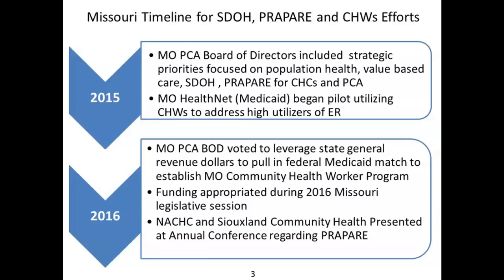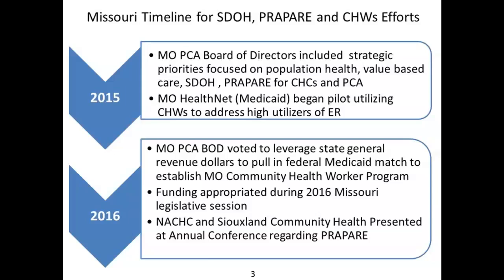In 2015, our state Medicaid began a pilot for using community health workers to address the social determinants of health needs of high utilizers of the emergency room for patients that were part of our Section 2703 health home in Missouri. And so that pilot included not only some of the health centers, but also some of the hospital-based clinics that were participating in our health home. And that work had some real promise.